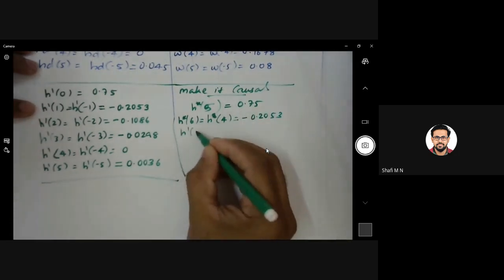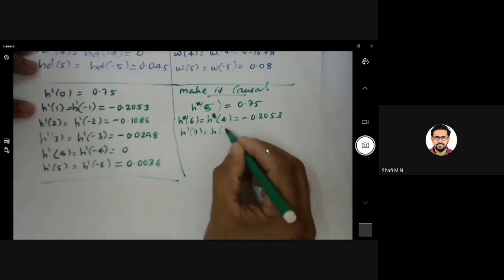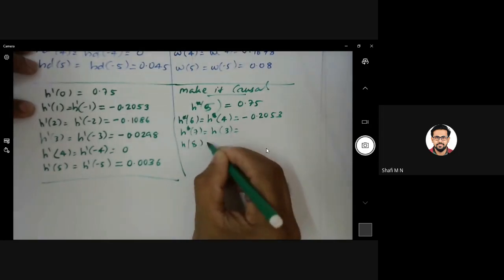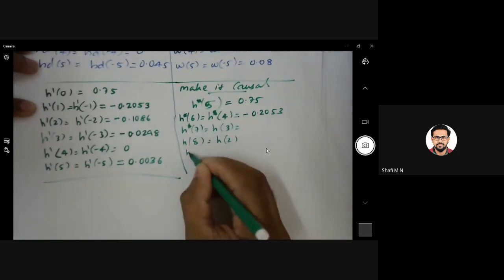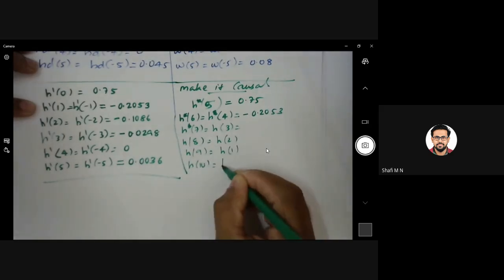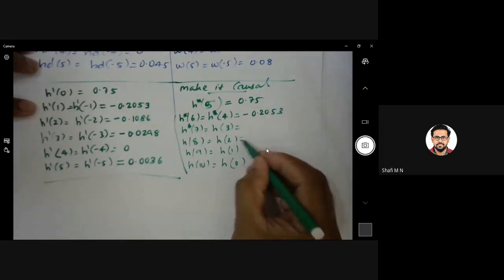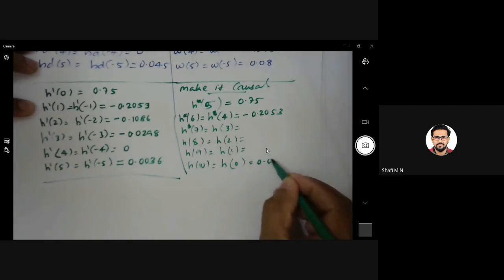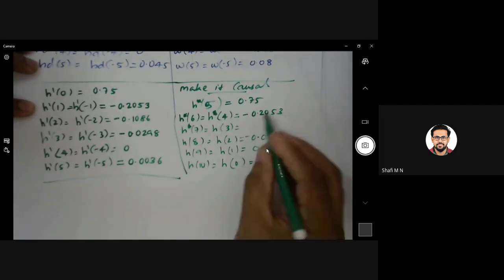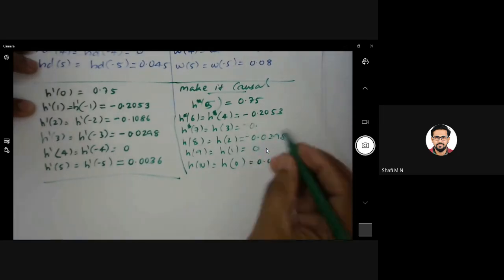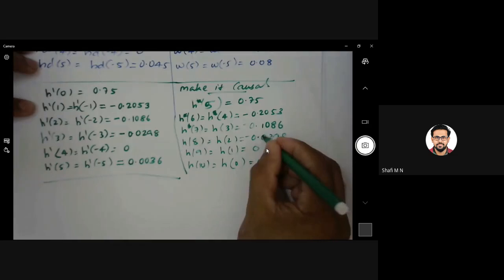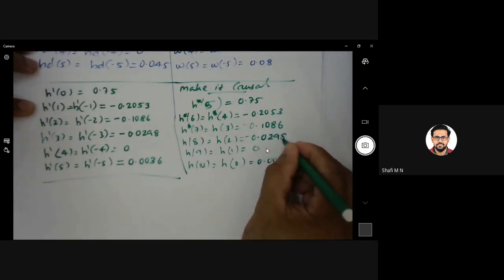Then h of 7 equal to h of 3. Then h of 8 is equal to h of 2. h of 9 equal to h of 1. h of 10 is equal to h of 0. 0.0036, 0, minus 0.0298, then minus 0.1086, 298.